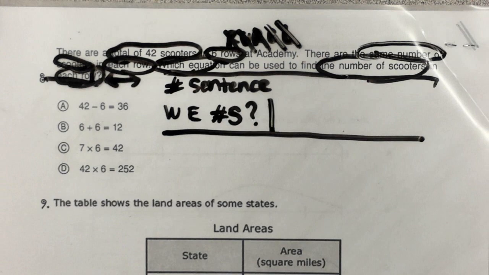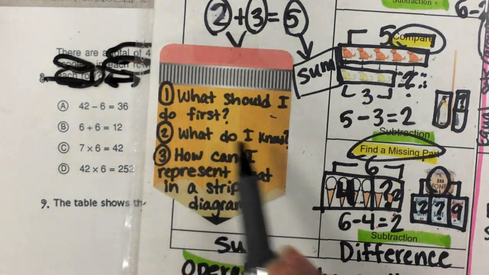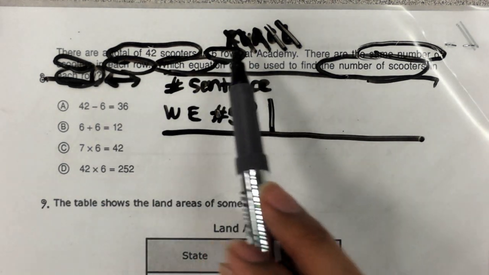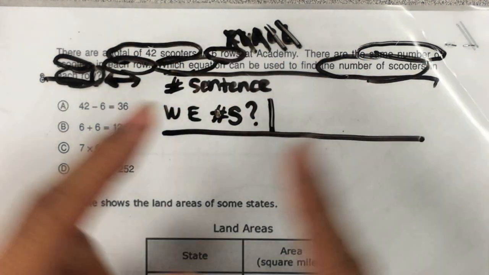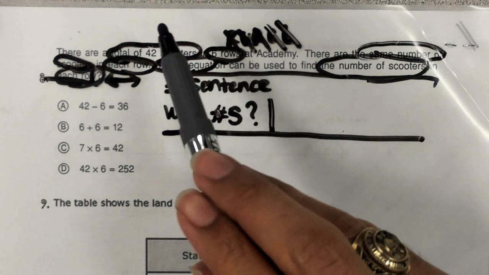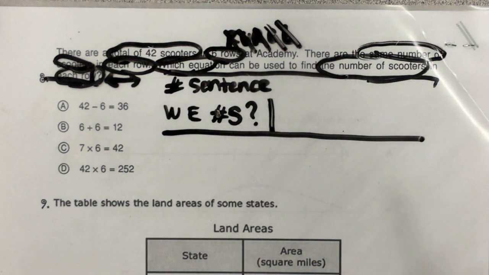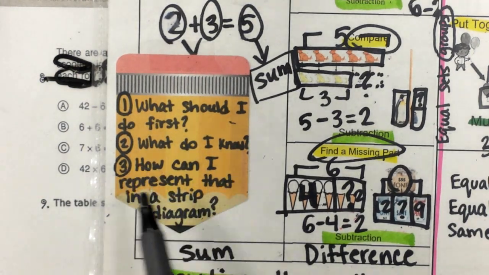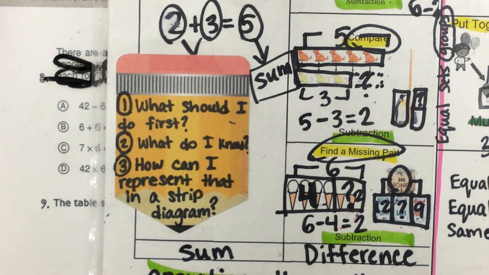So now that I have that, let's go over the things that I know. What do I know? Well, let's go over everything that we circled. So I know there's a total of 42 scooters. I know that there are 6 rows going from side to side. And I know that there are the same number of scooters in each row. I need to figure out how many scooters are in each row. So now that I've gone through the things that I know, how can I represent that in a strip diagram?